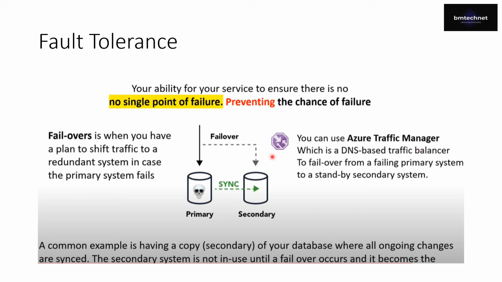It is represented with this symbol, and it is a DNS-based traffic balancer used to fail over from a failing primary system to a standby secondary system. We can also use the load balancer, but for the sake of difference, since I described the load balancer previously, I chose Traffic Manager in this example. This way you can achieve fault tolerance, and this is the difference between high availability and fault tolerance.